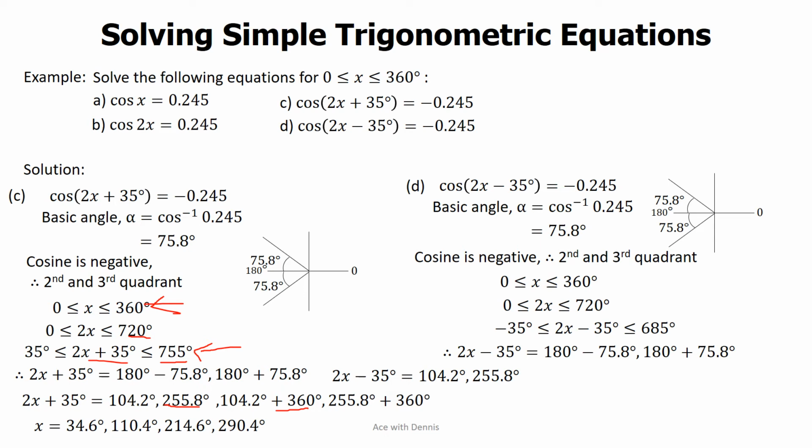Now check again the range. The range for 2x minus 35 degrees is from negative 35 degrees to 685 degrees, so you can add another 360 degrees: 104.2 degrees plus 360, and 255.8 degrees plus 360. And then can we consider the negative angle? For this case, no, because it is not in the second or third quadrant. We can just ignore it.